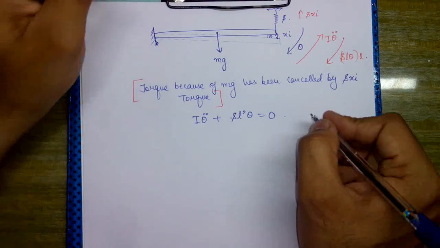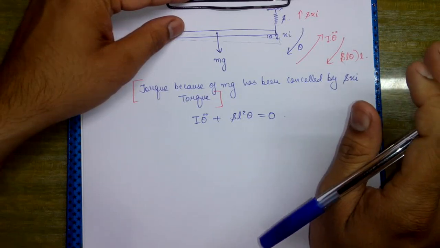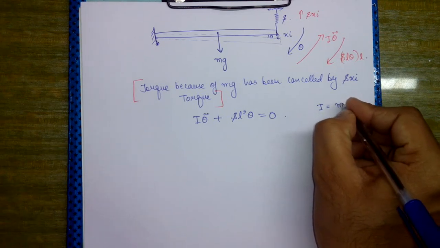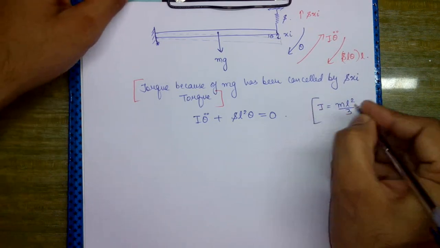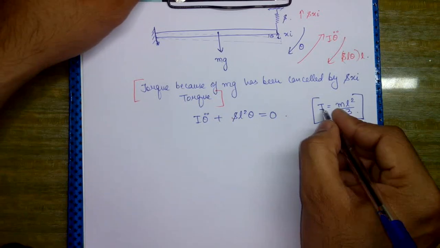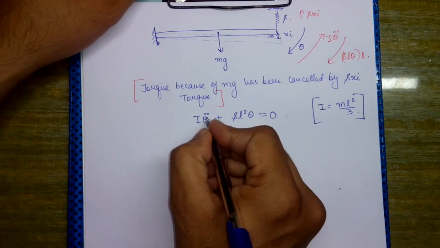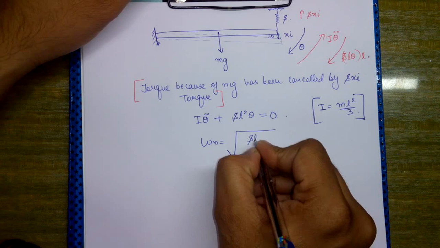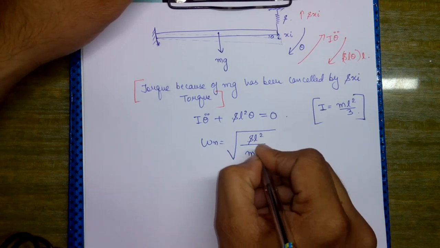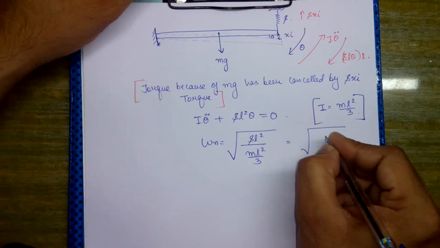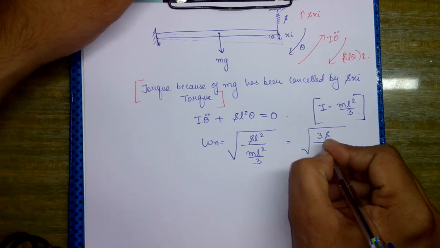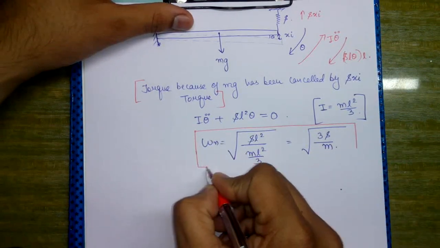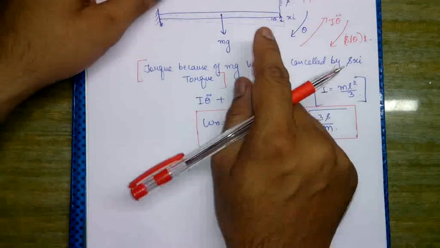Here we have already calculated in the previous session that the value of I came out to be m L square by 3. So if we substitute I equals m L square by 3 and make the coefficient of theta double dot 1, then we find omega n equals under root S L square upon m L square by 3. So this comes out to be under root 3s by m.